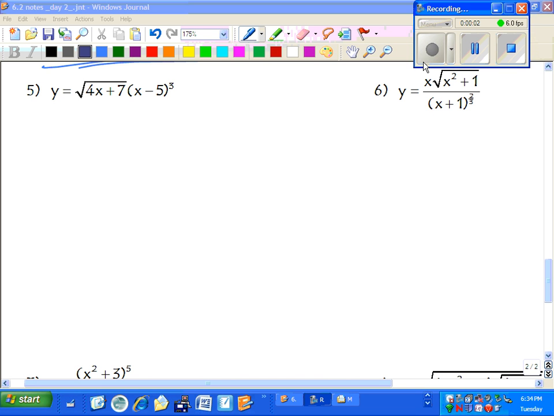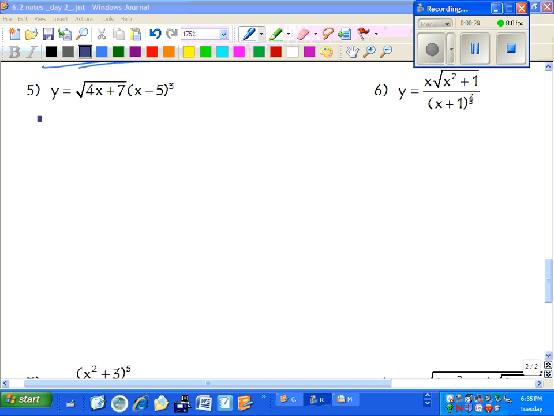Alright, in number 5, things change a little bit. The first few that we've done all had the same basic form to them. We had something raised to a power in terms of x. Number 5, that's not the case. Here we could do the derivative of this using product rule if we wanted to, but we can actually use logarithmic differentiation as an alternative. So let's take a look at how we can do that with a problem like number 5.